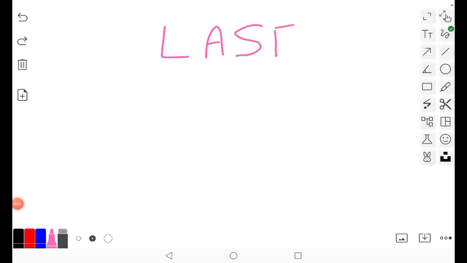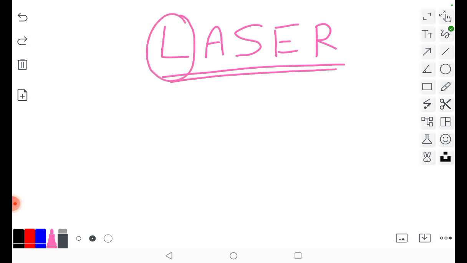Hello students. So today we're going to talk about lasers. Okay. So what does laser stand for? Laser stands for light amplification by stimulated emission of radiation.